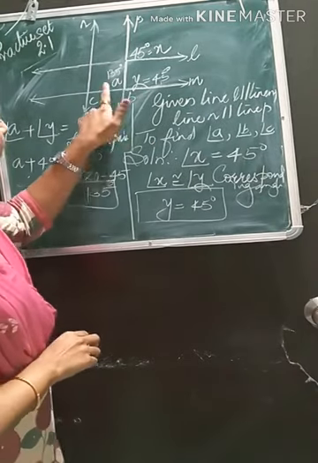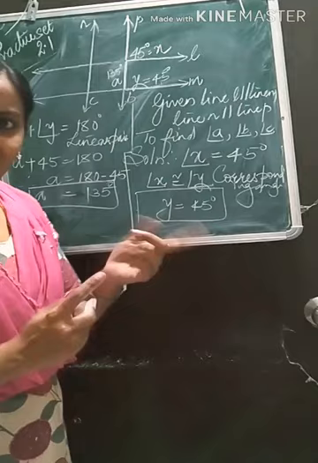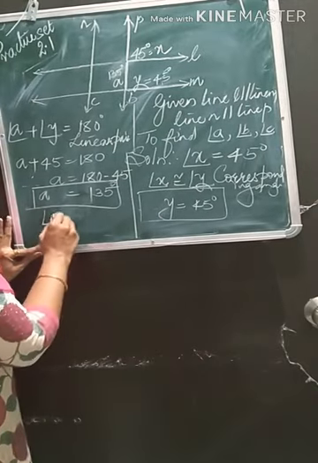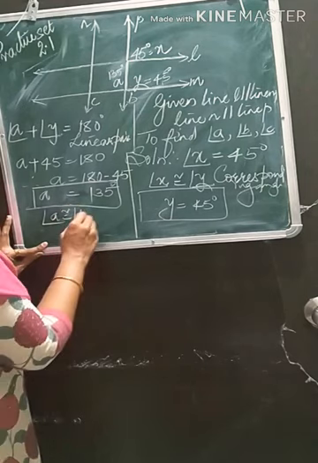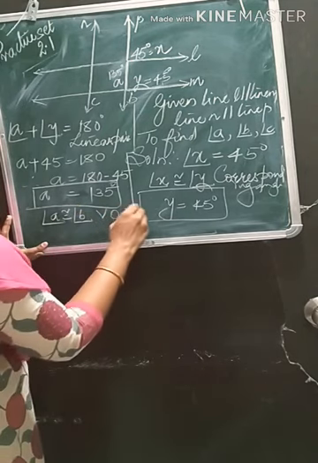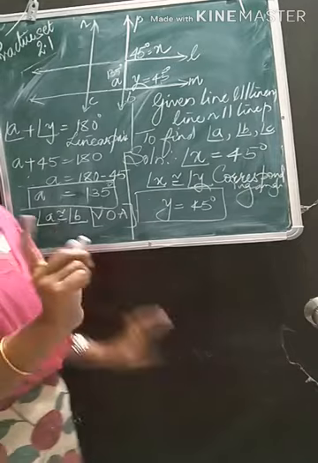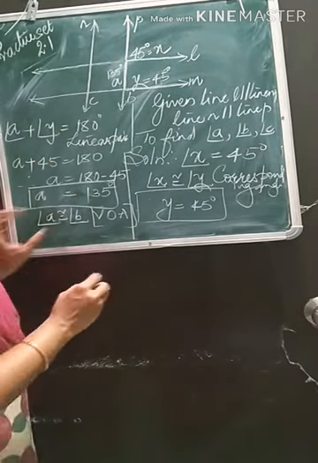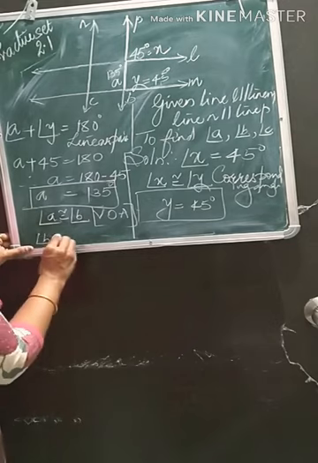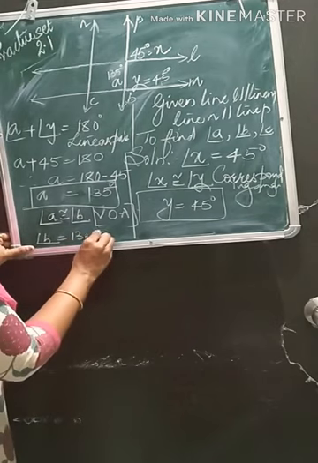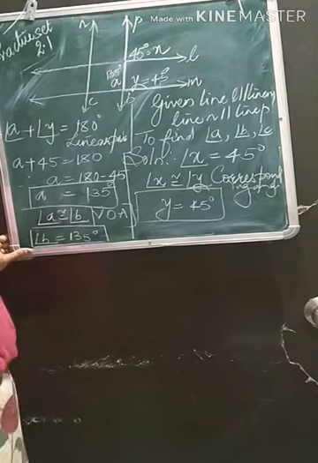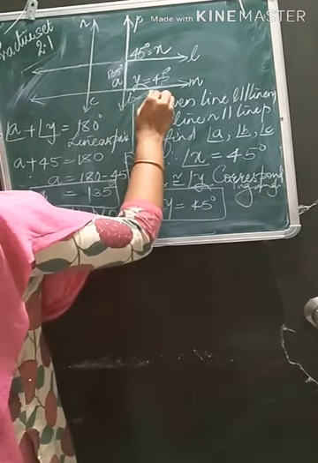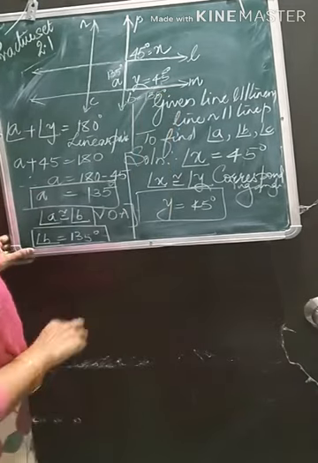Now what is the relation between A and B? Vertically opposite angles. So you will write that step. Angle A congruent to angle B, vertically opposite angles, VOA. You write the full form. Vertically opposite angles. Angle A is 135, so angle B will also be 135 degree. Highlight it. See that you have written the reason. So here I'll write 135 degree.